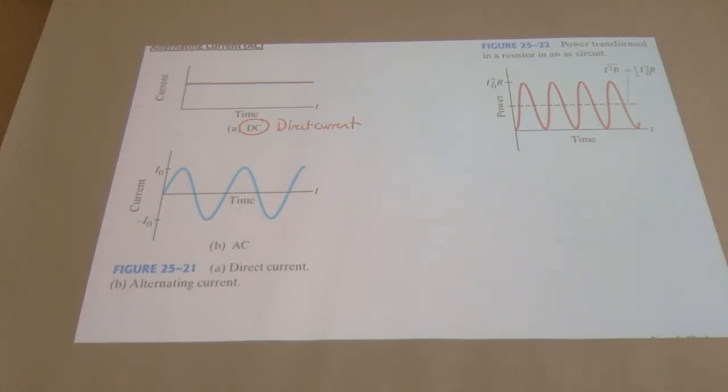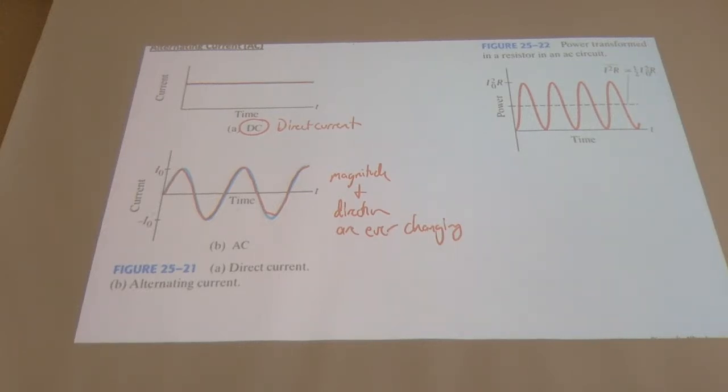So what's coming out of the wall is what's known as alternating current, and it does something like this, which is a little bit confusing because we could say that both the magnitude and the direction are ever changing. The magnitude and the direction of the current are ever changing.